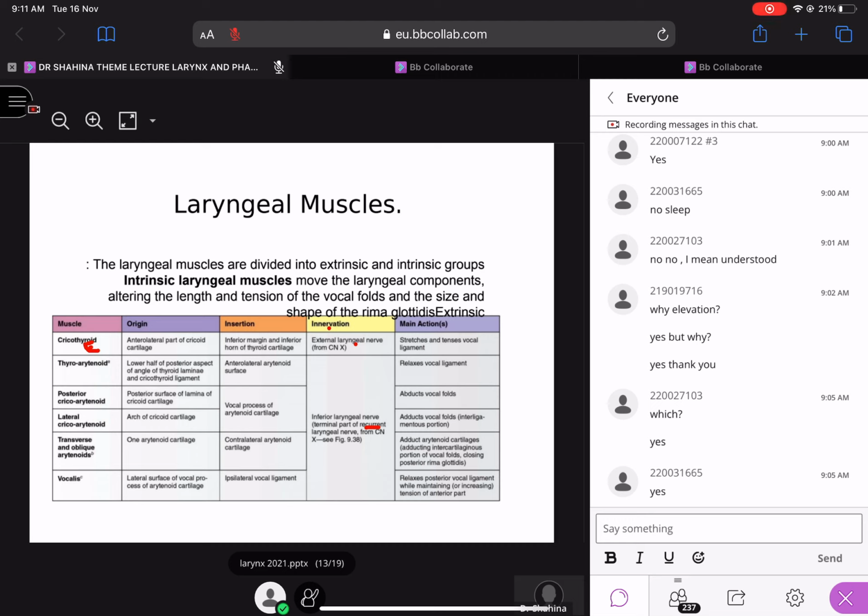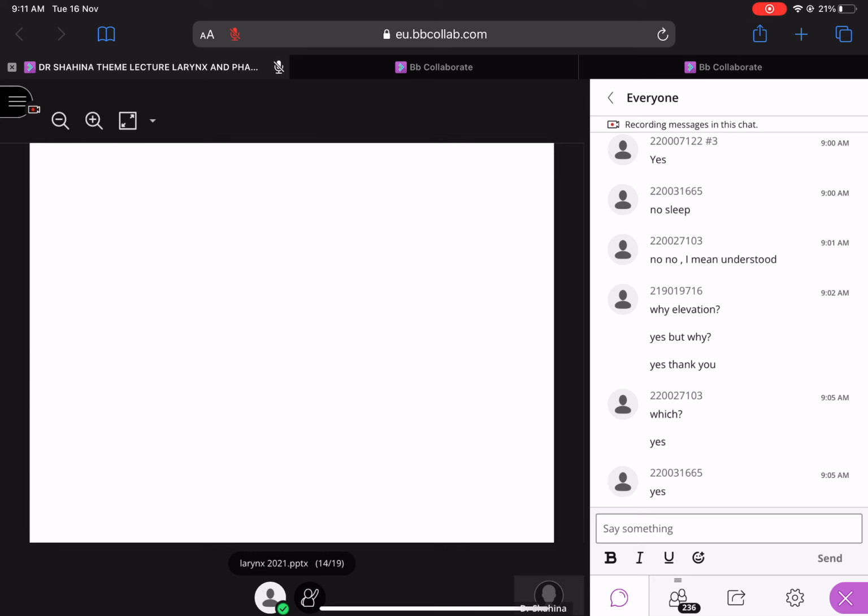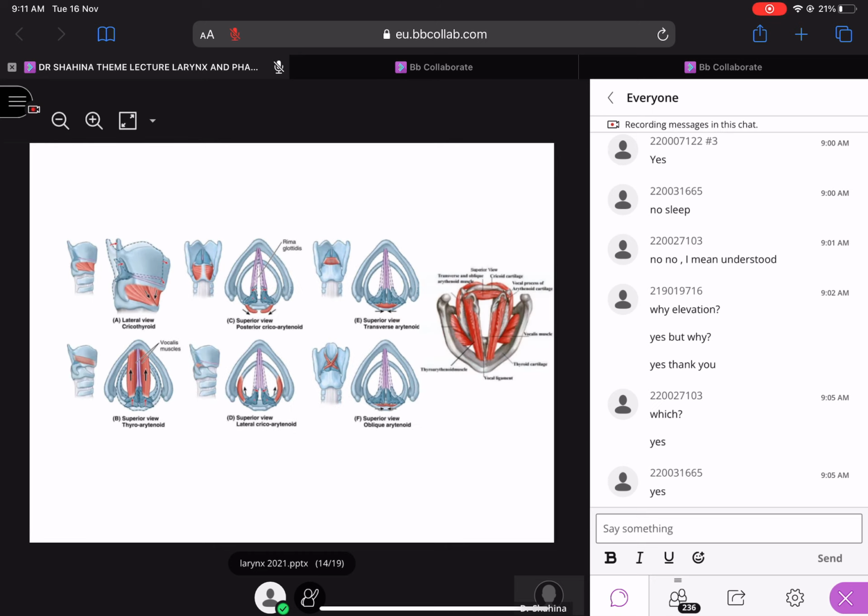So all the intrinsic muscles of the larynx are supplied by the recurrent laryngeal nerve, except the cricothyroid. The cricothyroid is supplied by the external laryngeal nerve. Keep this in mind. Now I'll move to these muscles.